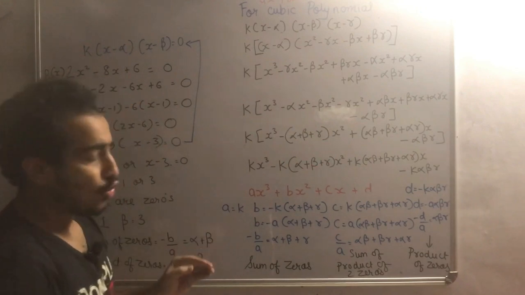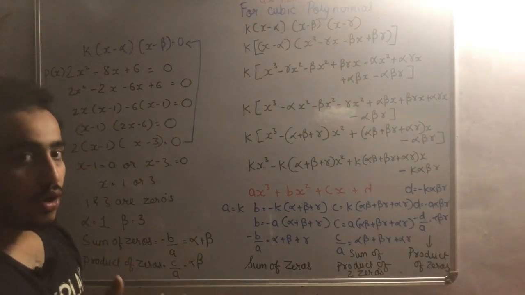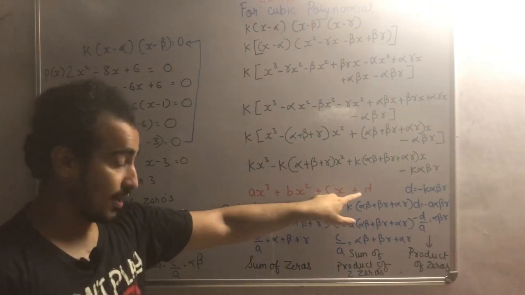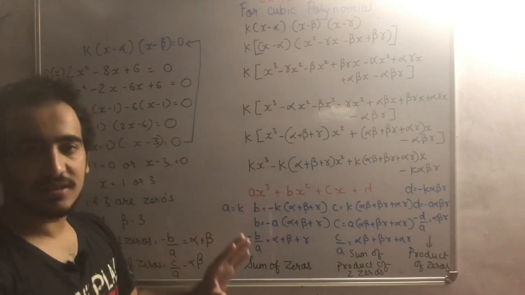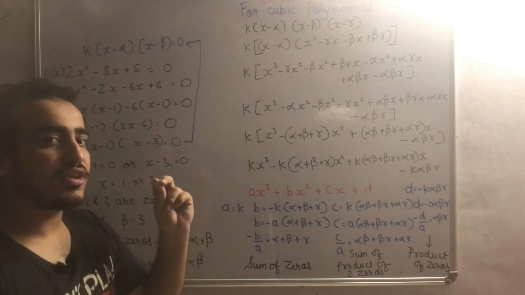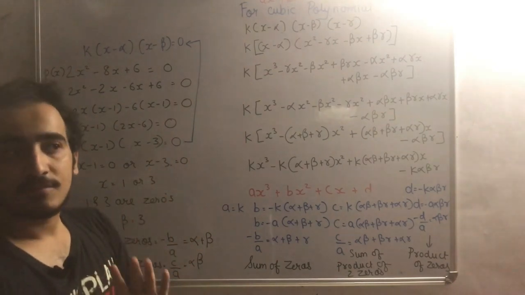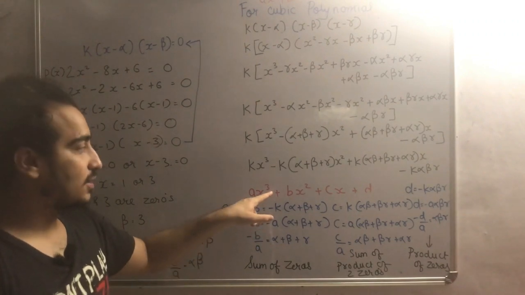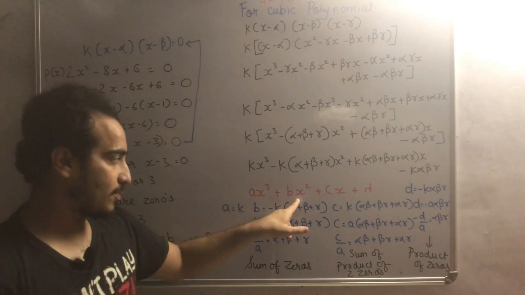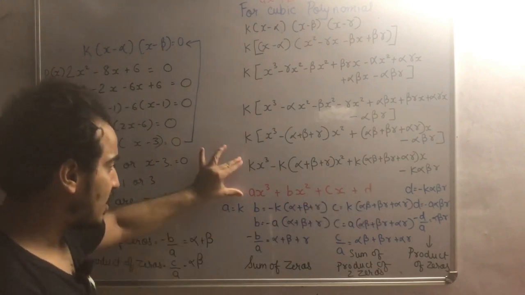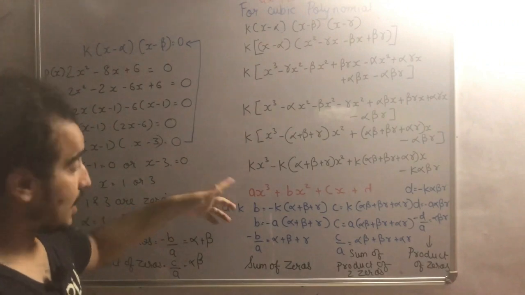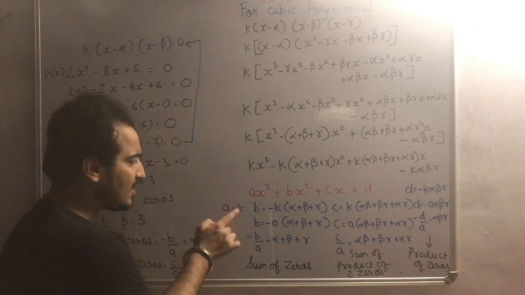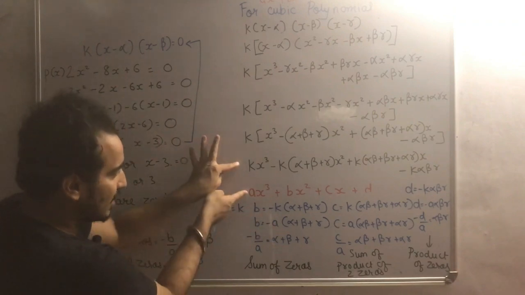Okay, so now we know that the basic form of cubic polynomial is ax cube plus bx square plus cx plus d. We know the basic form of cubic polynomial. For quadratic it was ax square plus bx plus c. For linear it was ax plus b. Here cubic polynomial means the highest degree is 3. So ax cube plus bx square plus cx plus d. When we compare both, x cube is there only, instead of k there is a. So now we can say that a equals k, means both are same.